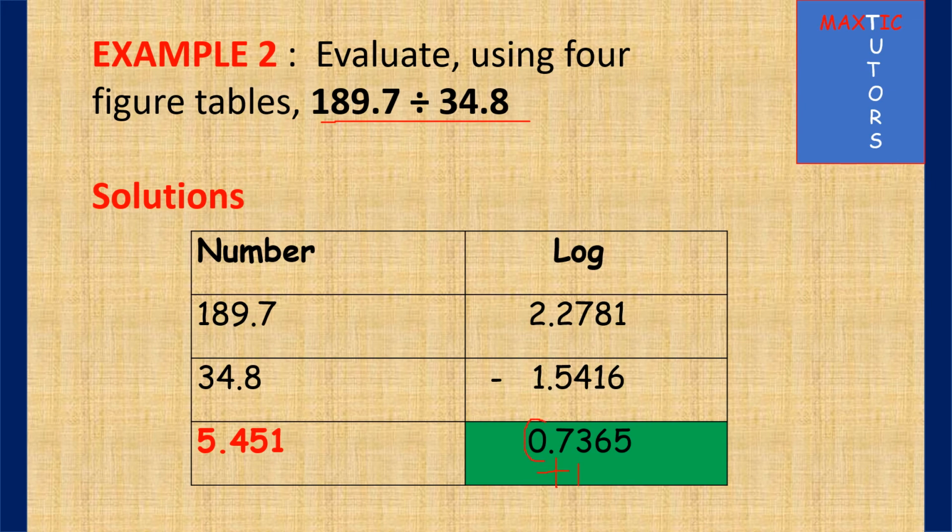When you add 1 to this 0, it becomes what? It becomes 1. Then you now use your antilog table to find 73 under 6 difference 5, and that will give you 5451. So you have 5451, but the number here is 1. That means after the first number, you put your decimal from the front. Then it will now be 5.451.